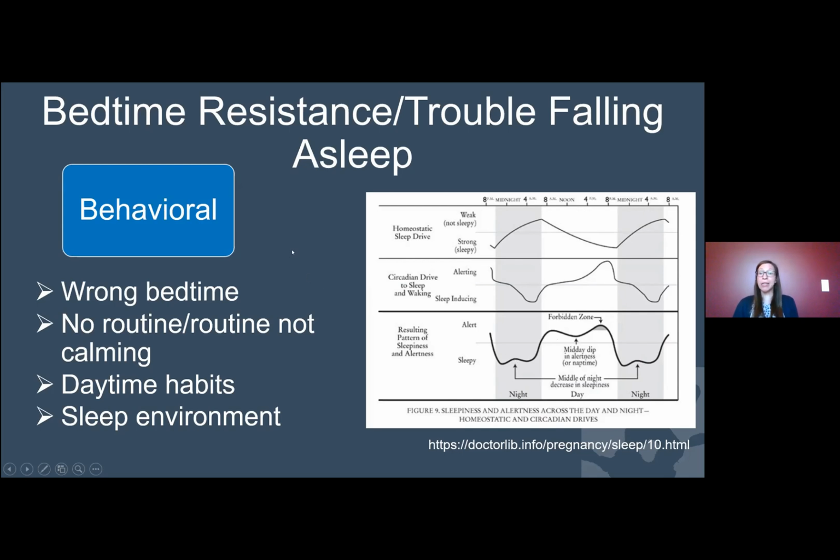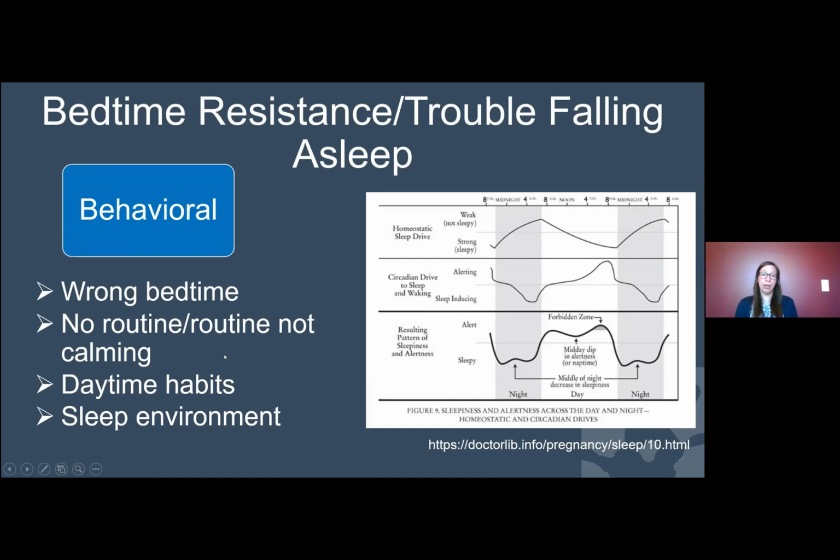So if you're putting your child to bed just a little bit too early, they may actually struggle quite a bit to fall asleep. Especially as your child's getting older, if they were doing okay in the past but now they're not doing so well going to bed at this bedtime, think about moving the bedtime back by a half hour or an hour, because you might be getting into this bedtime forbidden zone here.